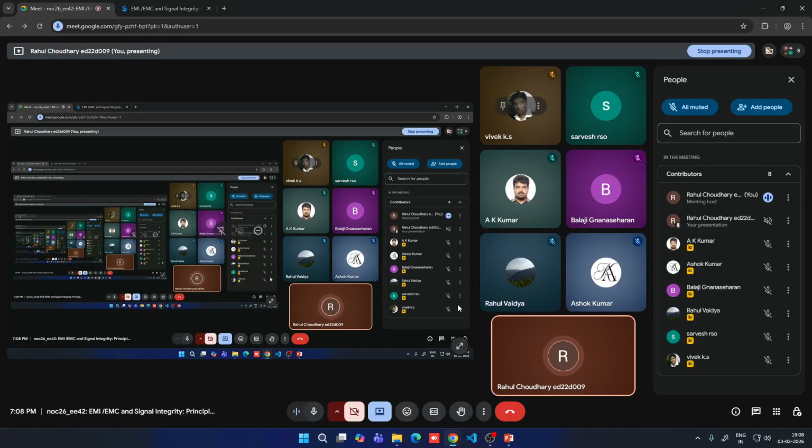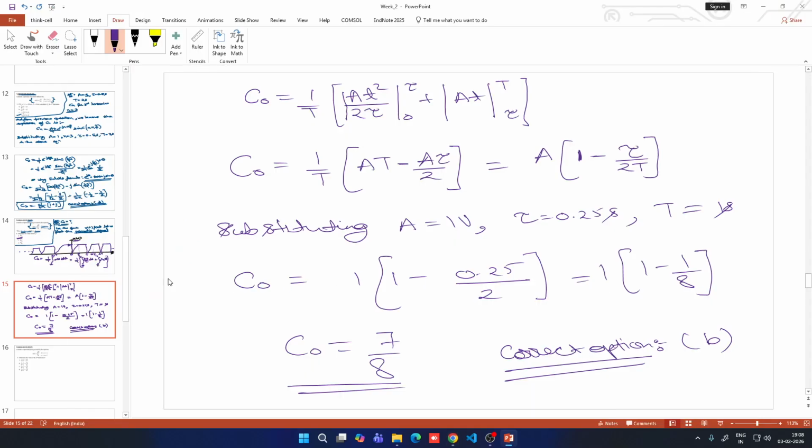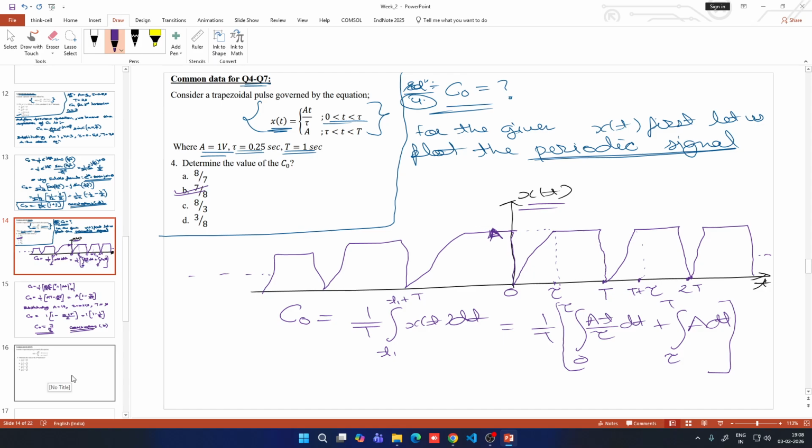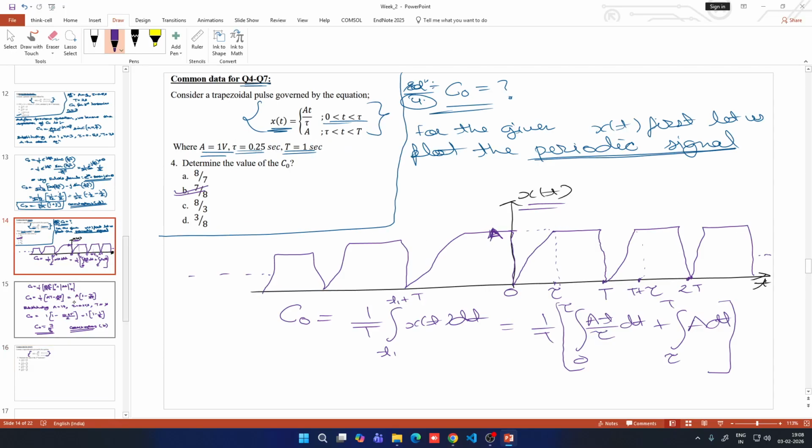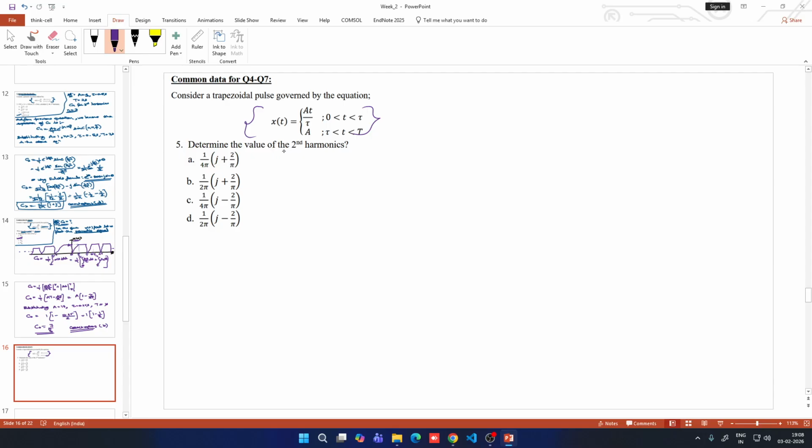So if you have any doubt in question number 4, please let me know. If question number 4 is clear, we will move on to question number 5. So the signal is same as the previous problem. X of t is same, that we have already drawn here. Now they are asking to determine the value of second harmonic. So whenever they are asking about a harmonic, it means we have to find the Fourier coefficient Cn, and if they are asking second harmonic, that means n is 2.